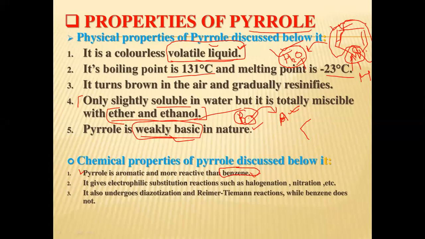It gives electrophilic substitution reactions such as halogenation and nitration. Okay, it shows electrophilic substitution. It also undergoes diazotization and dimer reactions, while benzene does not show these. Okay, so these are some properties of pyrrole.